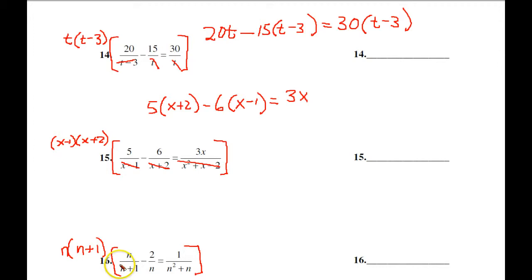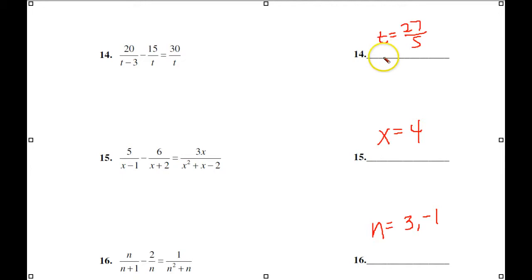And the same applies here. This will cancel with this, so we're going to get n times n, which is going to be n squared, minus, now the n cancels with that, and we're left with a negative 2 times n plus 1. And then this is this, so we're just left with a 1. Now remember, if we get n is a negative 1 somewhere in there, that one would be excluded. If we get n is a 0, that would be excluded. So that's what you need to watch.